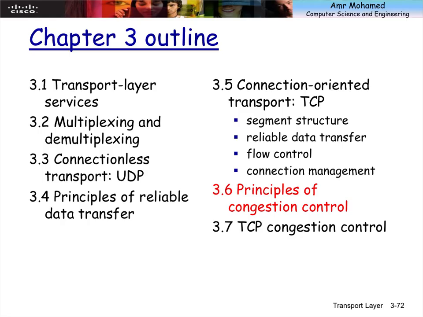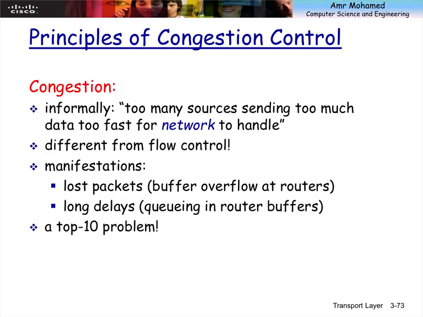So here, the question is, how can we have some information about the congestion or the possibility of having congestion? This is the big question. So congestion is formally or informally defined as too many sources sending too much data too fast for the network. This is the scenario that I just talked about.